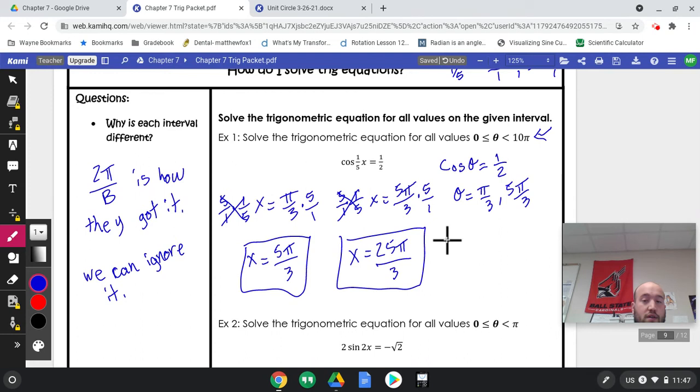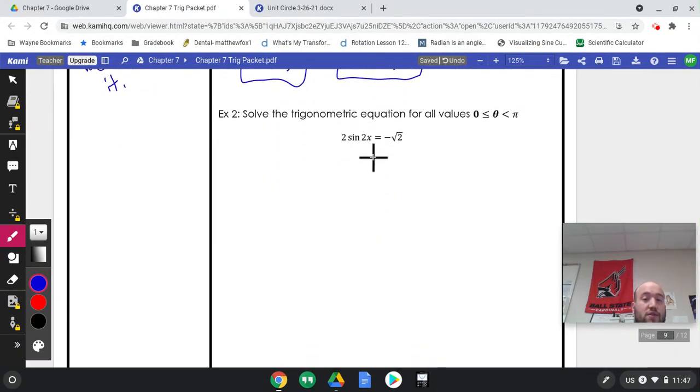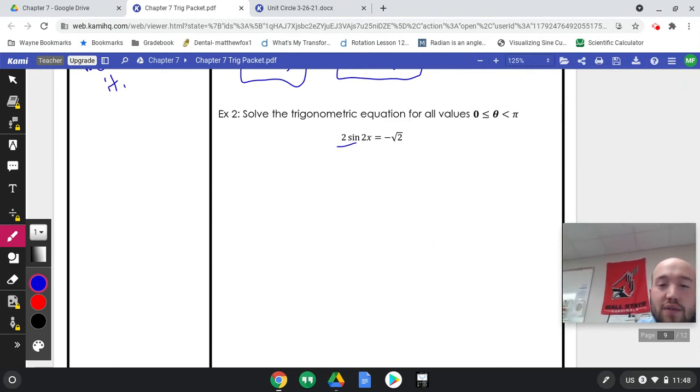All right, the second one. This one's a little bit more difficult in that now it's 2 sine of 2x equals negative square root of 2. So we need to isolate sine. We divide by 2, divide this side by 2, and now I have sine of 2x will equal negative square root of 2 over 2.